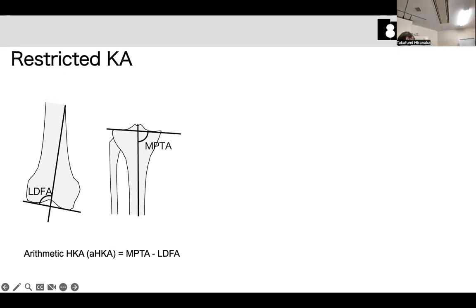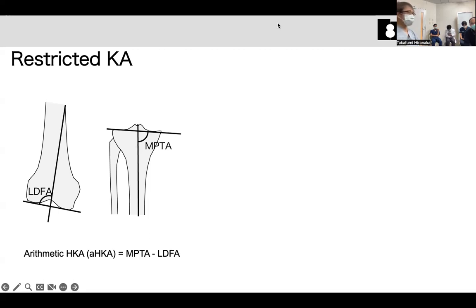So today my talk is restricted kinematic alignment. The current trend is to evaluate the coronal alignment with MPTA and LDFA, and arithmetic HKA, which is calculated as MPTA minus LDFA. So maybe this implies the patient's constitutional alignment, as long as there is no bone defect.